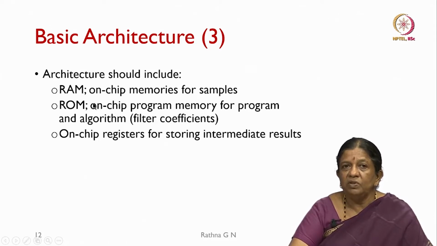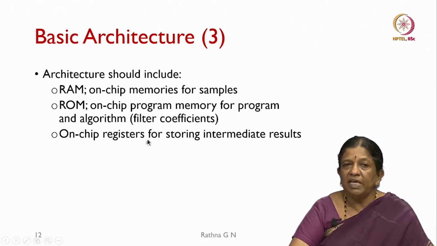So, we have to have the RAM to collect it, and the next one is the ROM, that is on-chip program memory for storing our program, and then we will see that with modification we can store our filter coefficients also in the ROM. The next one is on-chip registers for storing intermediate results, because we know that memory access is going to slow down our operations.